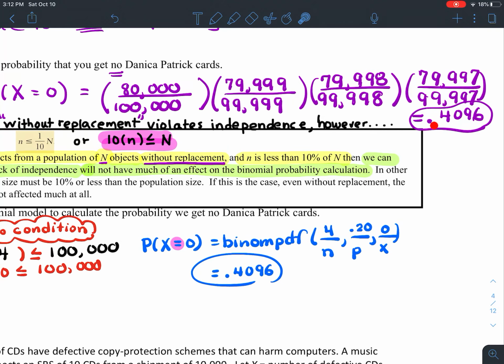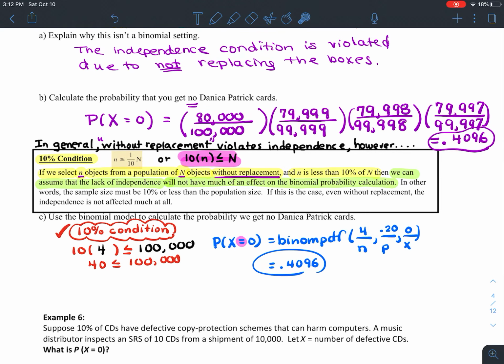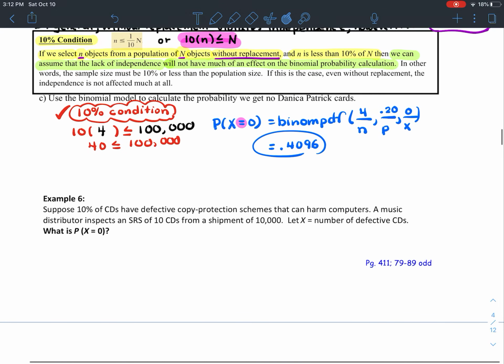And the reason this came out the same is because the sample size was so small that, despite the fact that we weren't replacing the cereal boxes, it didn't really impact the fact that the independence condition was not being met. Okay, so we're going to look at one final example here where we get to run through whether this 10% condition is met or not.